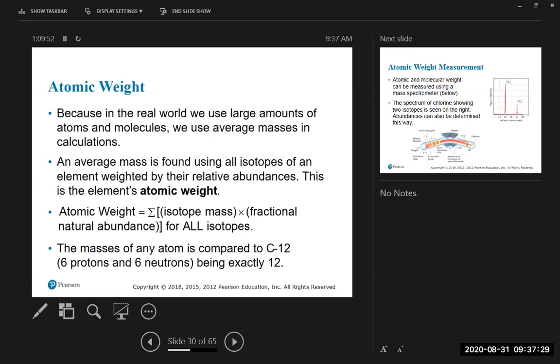The scale in general is based off of carbon 12. Carbon 12 is defined as being exactly 12. So once again, this is just in the measurement world, coming to agreement, this is how it's going to be done.